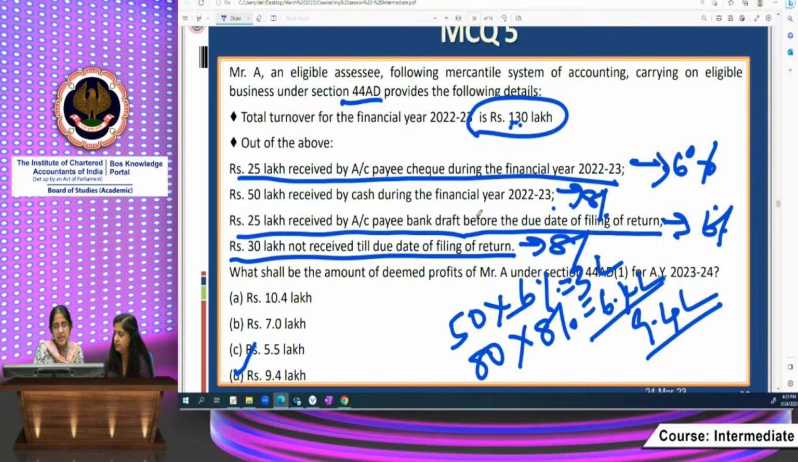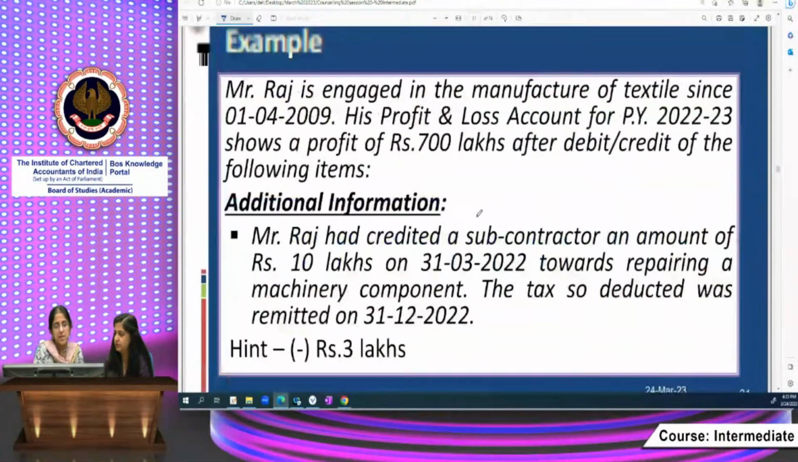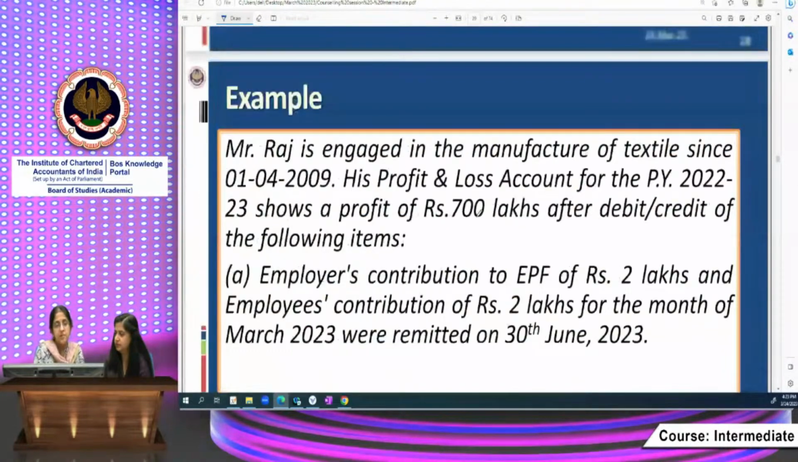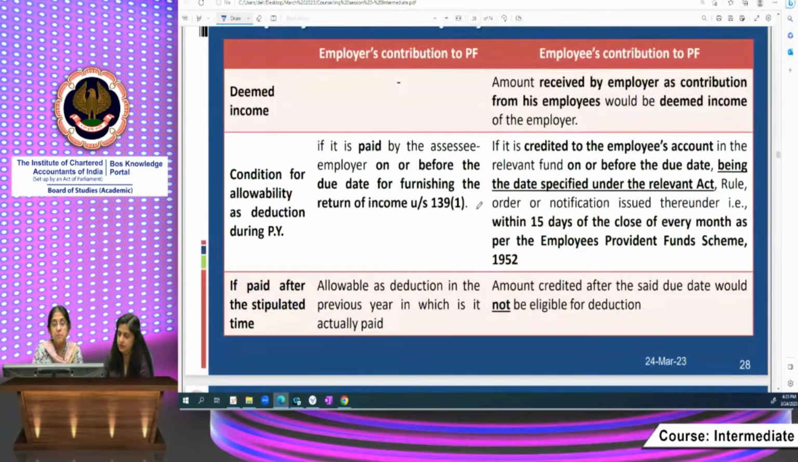I hope it's clear. One thing which I wanted to tell you is relating to employer and employee contribution to PF. It is a matter of great debate. In employer's contribution to PF, the Act allows you time up to the due date of filing return for claiming deduction. If the employer has contributed to PF and remitted it by 31st July, then he can claim it as deduction.